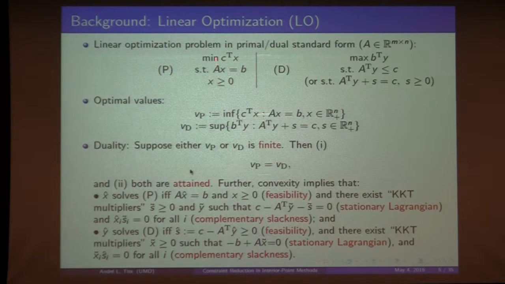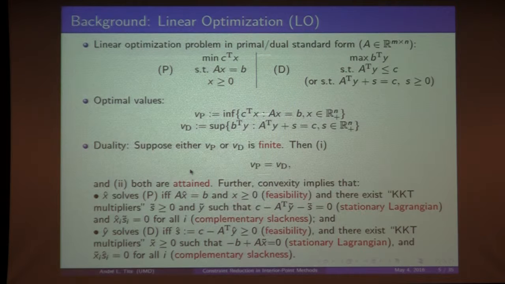Now, similarly for this one, if either one, Vp or Vd, is finite, then they are both finite and equal. So the only case they are not equal is that one is plus infinity, the other one minus infinity. So one is feasible, the other one is unbounded. That's the only way they are not equal. This is called duality. So that's one sense in which they are dual of each other.